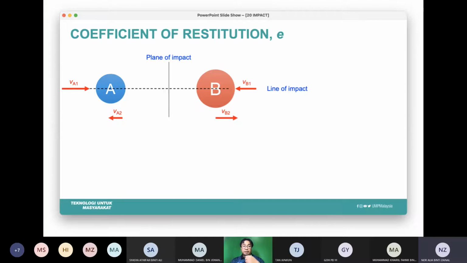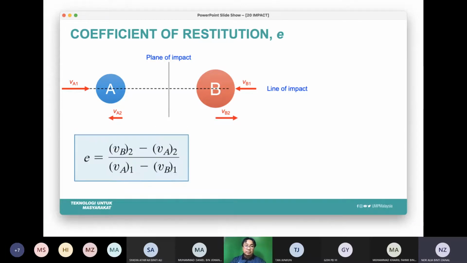Okay, so macam mana nak calculate coefficient of restitution E ni? E is given by this equation. Okay, you tengok VB2 tolak VA2 divided by VA1 tolak VB1. Okay, this is how you calculate the coefficient of restitution.